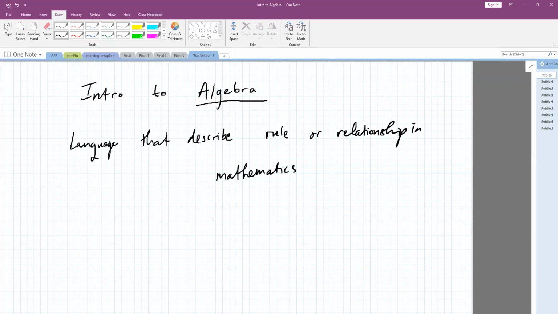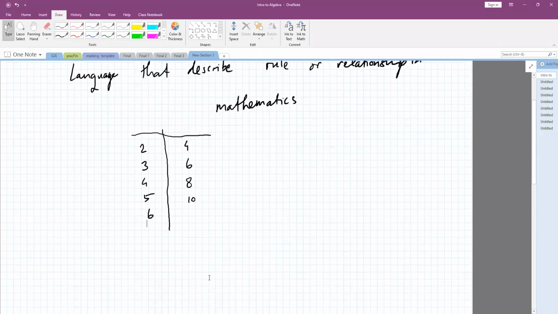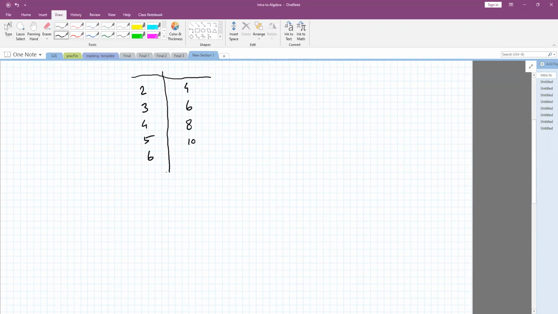For example, if we have some numbers in here and then I'll put them in the table. So we have now, for example, this is number 2, this is number 4, now this is 3, and then 6, now this is 4, and then 8, and then this is 5, yeah, 10. Now if I write down the next one, for example, 6, what is this number in the right hand side of the table? It's gonna be 12. 12, very good.